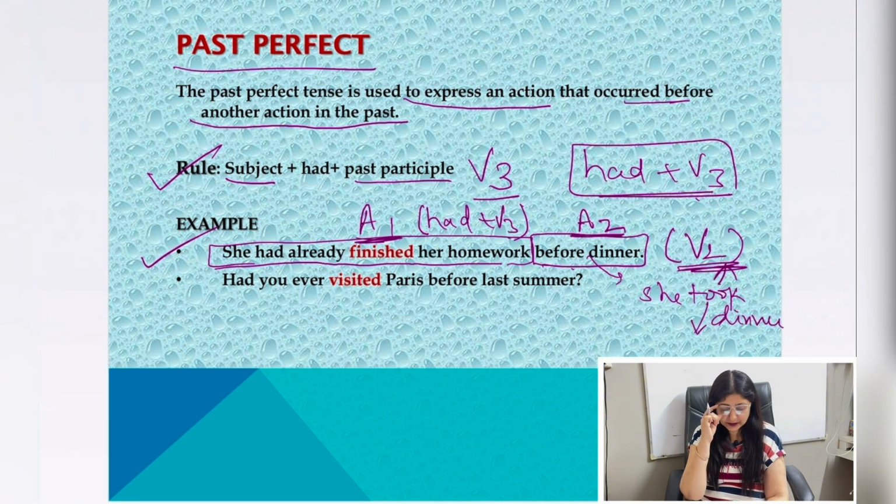So the first action will be associated with had plus V3, and the second action, which took place later on, will be associated with V2. Had you ever visited Paris before last summer? Before last summer when you went, had you ever, before last summer, have you visited over there? So obviously this is action 1, so we'll be using had and that is V3.